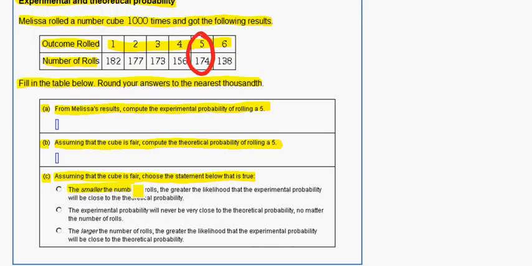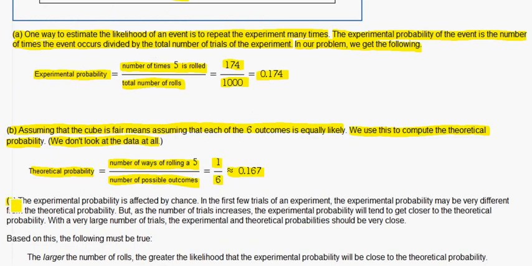So the smaller the number of rolls, the greater the likelihood that the experimental probability will be close to the theoretical probability. The experimental probability will never be very close to the theoretical probability, no matter the number of rolls. Or the larger the number of rolls, the greater the likelihood that the experimental probability will be close to the theoretical probability. In C, the experimental probability is affected by chance.